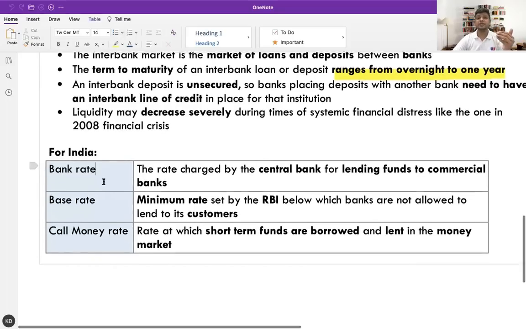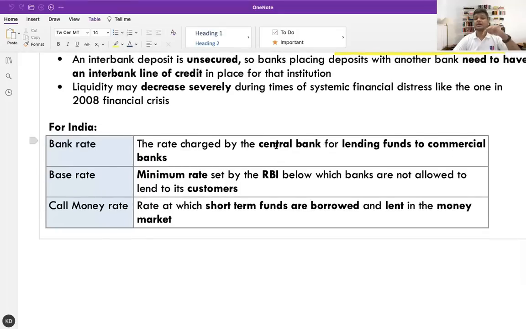In India, we very often use the bank rate. Bank rate is the central bank's funds rate. It's a rate charged by the central bank for lending funds to commercial banks. So, for example, when RBI lends money to banks, the rate that they charge is called the bank rate. Correct? So let's say RBI gives money to the banks at 6%. That 6% is going to be the bank rate, the minimum rate in the economy.